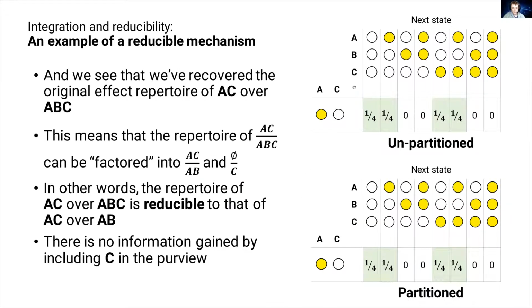And we can see that now that we have our unpartitioned original system and we have our partitioned system, which is where C was cut off from AC, the effect repertoires in these circumstances aren't any different from each other. So in this circumstance, there's no information to be gained by including C in our purview. It makes no difference to the system whether C is included or not included in this purview.